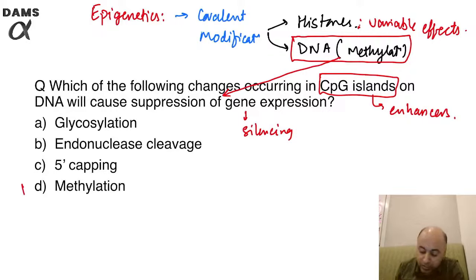Okay, so remember, in the DNA there is only one type of change occurring, and that is methylation. Other types of changes do not occur in the DNA.